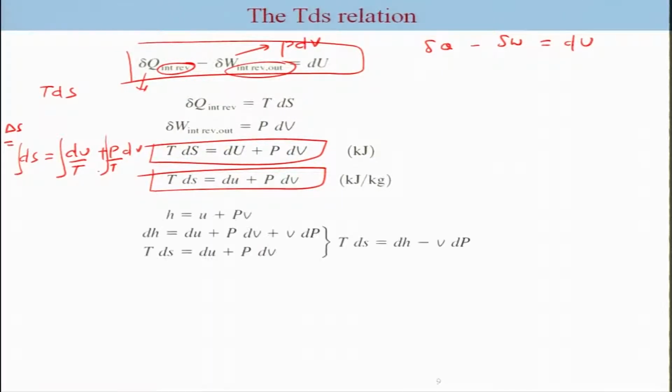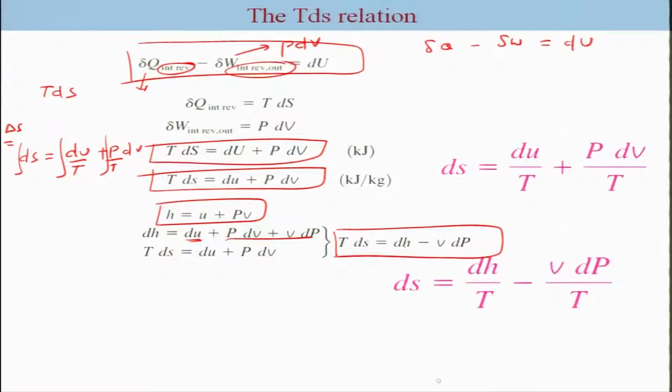Okay. Now, you can also make use of the expression of enthalpy and rewrite this expression in terms of H instead of u. So, H is equal to u plus PV. In other words, dH is equal to du plus PdV plus V dP. You can write du now as dH minus this term, okay, and thus you can get this expression.